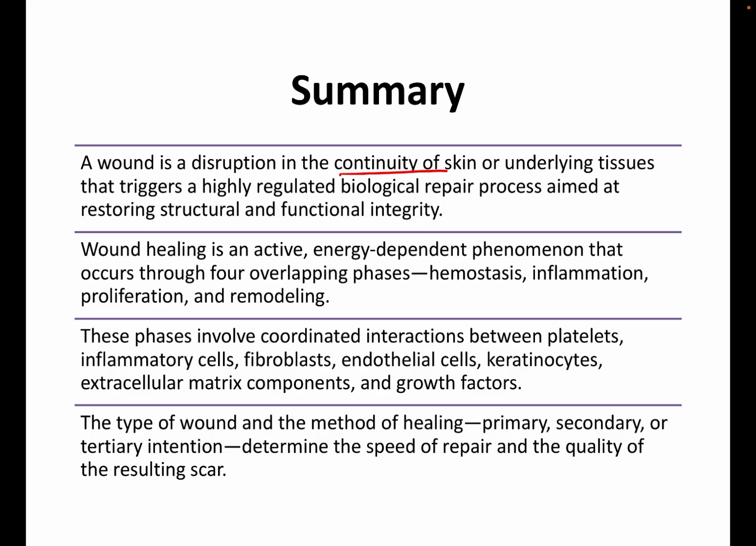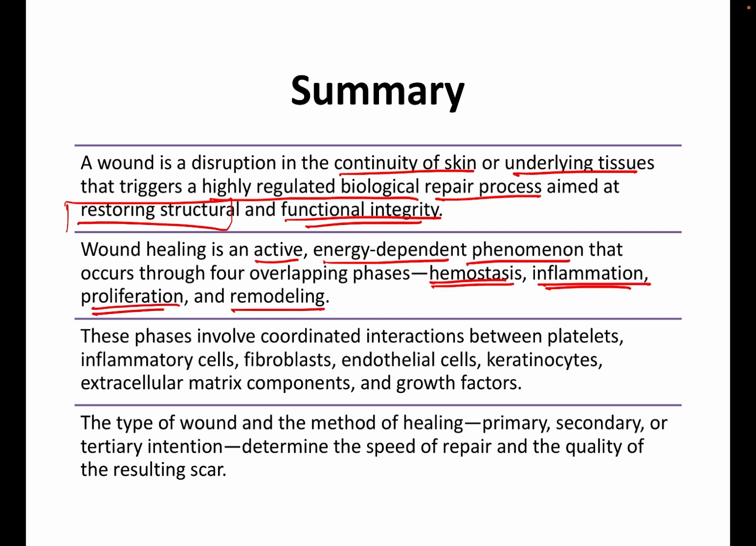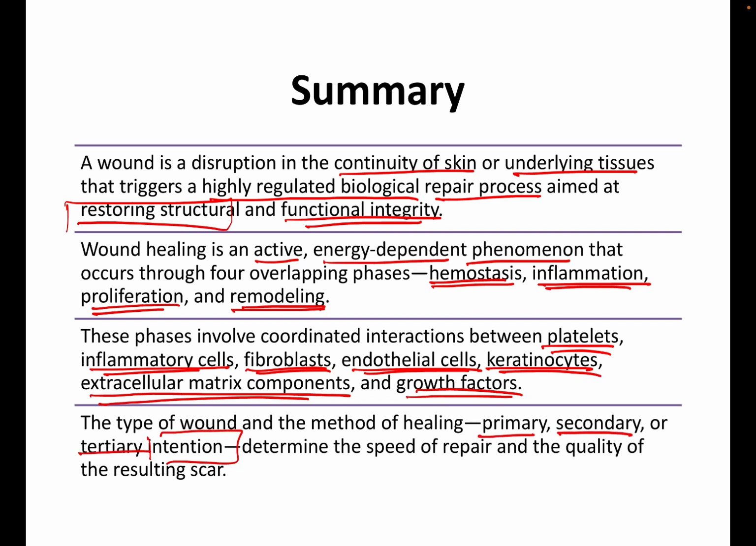A wound is a disruption in the continuity of the skin or underlying tissue that triggers a highly regulated biological repair process aimed at restoring structural and functional integrity. Wound healing is an active, energy-dependent phenomenon that occurs through 4 overlapping phases of hemostasis, inflammation, proliferation and remodeling. The phases involve coordinated interactions between platelets, inflammatory cells, fibroblasts, endothelial cells, keratinocytes, extracellular matrix components and growth factors. The type of wound and the method of healing may be primary, secondary or tertiary intention, and it determines the speed of the repair as well as the quality of the resulting scar.